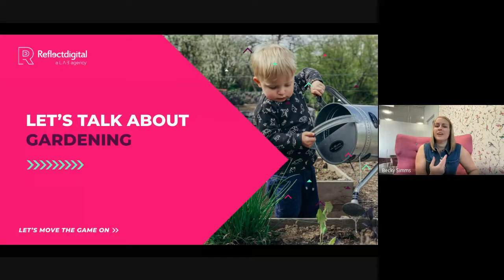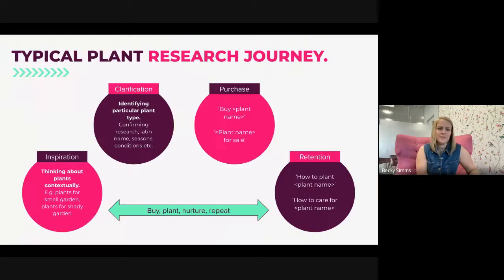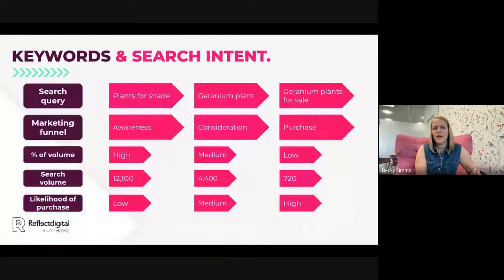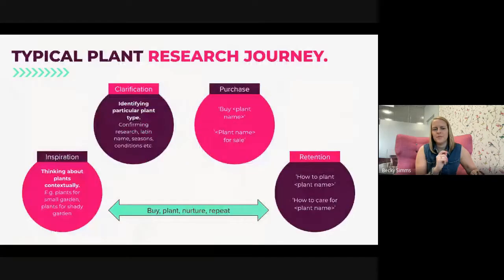So I wanted to talk about gardening today. Now, I'm not a big gardener, so Google is definitely my friend when it comes to needing to know about gardening. But we've worked with a couple of clients in this space, and it's a really nice one to show you a process. So the typical, I've moved on one too many. The typical plant research journey.